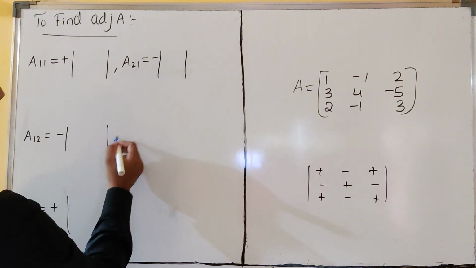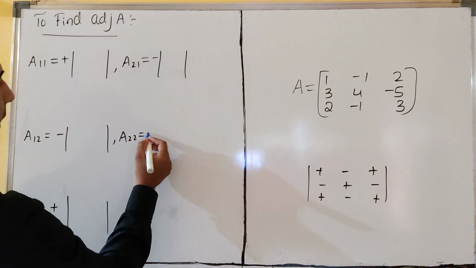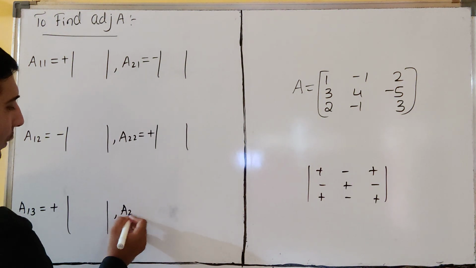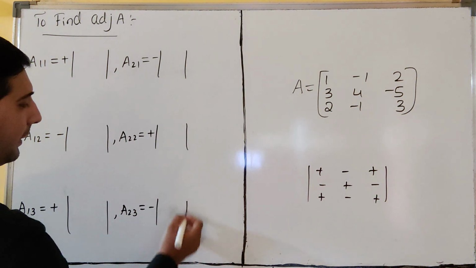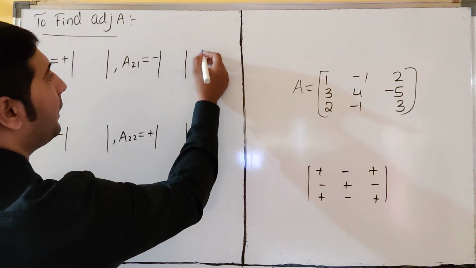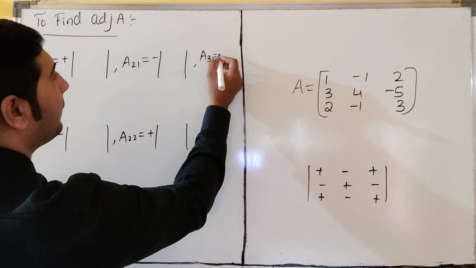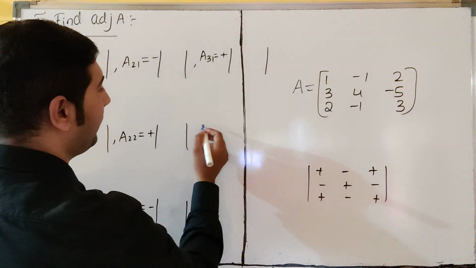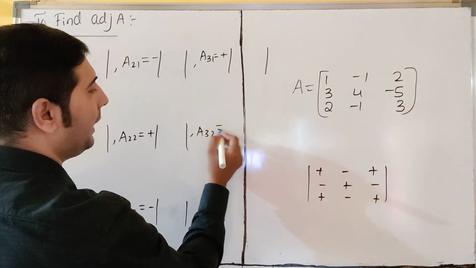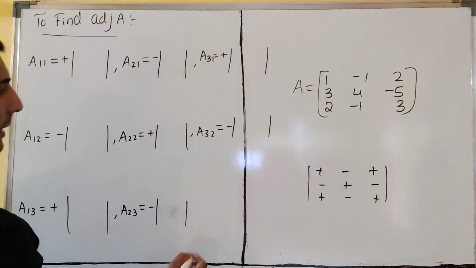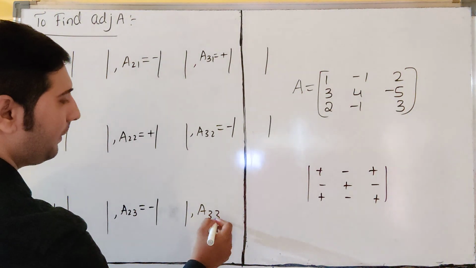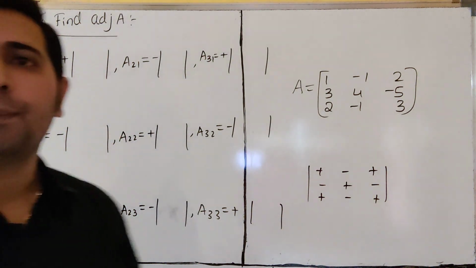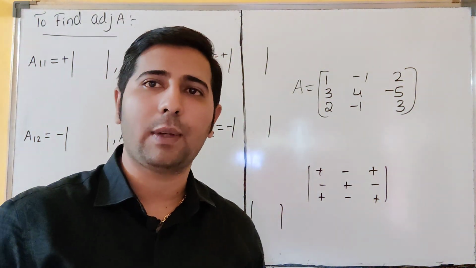So now next is A22, that is plus. Next is A23, minus. So next, A31, that is plus. So A32, here we will write minus. Next, A33, we can write it as plus. Correct? Understood? So how to write the answers, you try to understand, dear students.